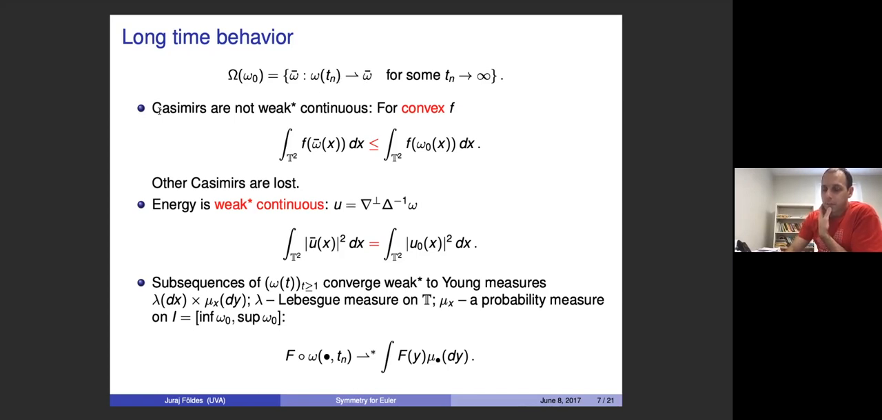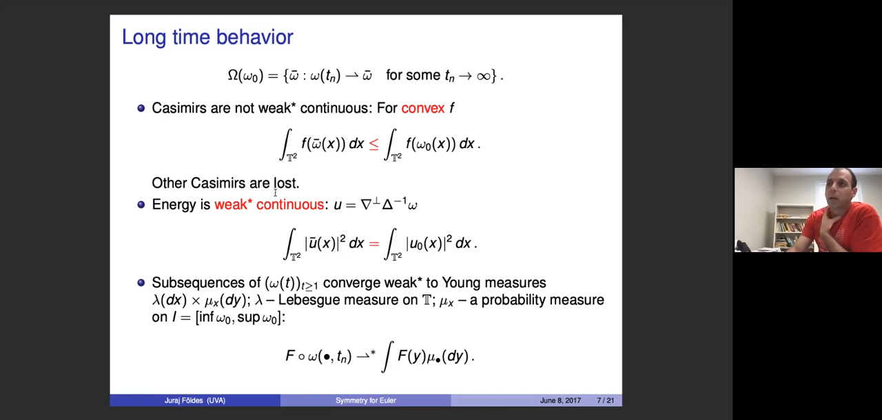Now, how does this interact with our invariants? First of all, the Casimir invariants are not weak star continuous. It's a composition of the function with the sequence, and it's not happy with the weak star convergence. However, for convex functionals, for convex f, we have that they are weakly lower semi-continuous. And it really means that since they are preserved by the flow, f of omega(t_n) is going to be the same as f of omega zero. But at the end, we might not have equality, but by weak lower semi-continuity, the functions in the omega limit set should satisfy this inequality. And that's for the convex f.